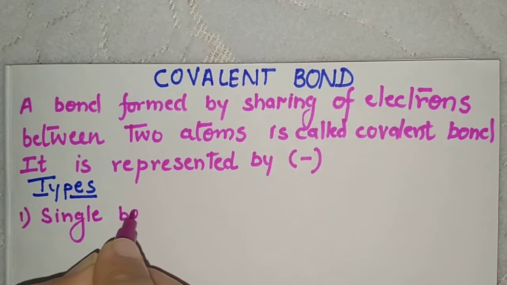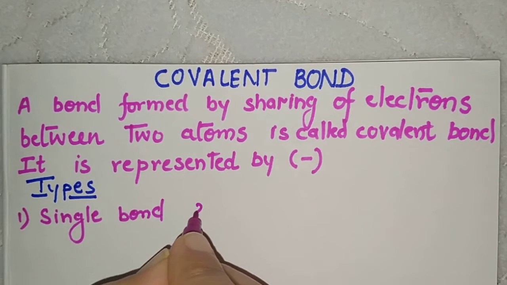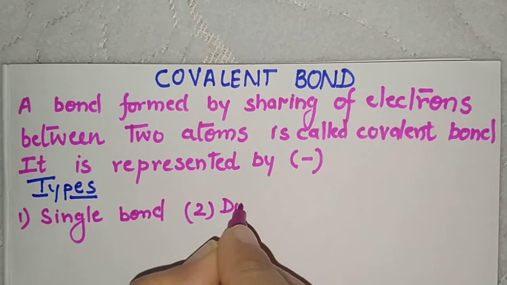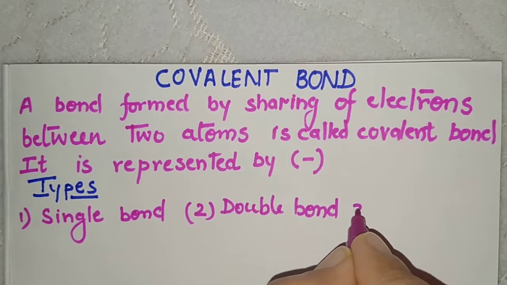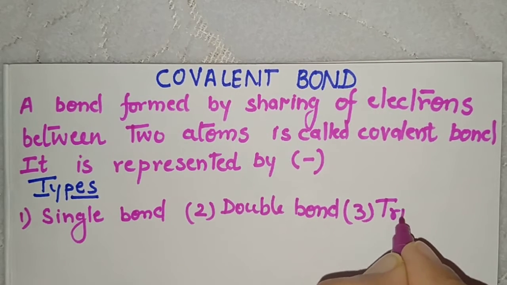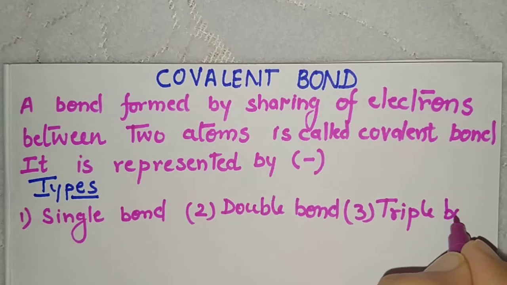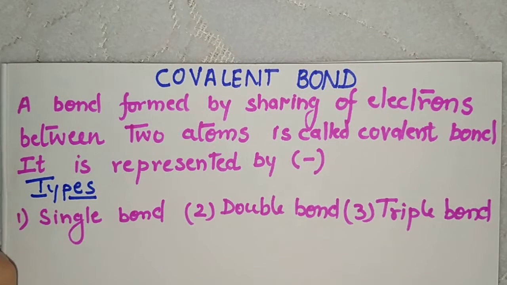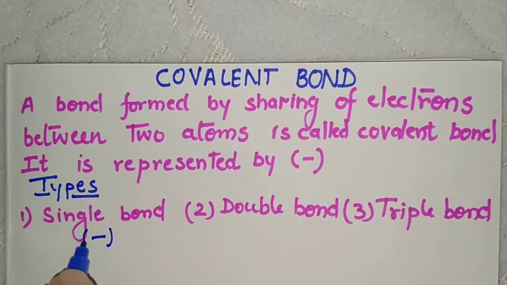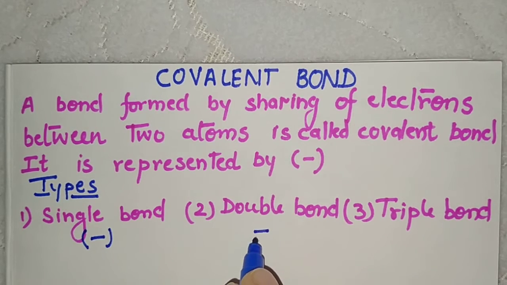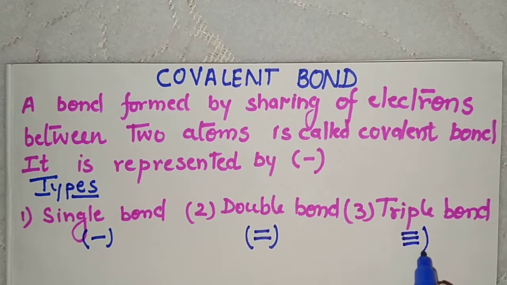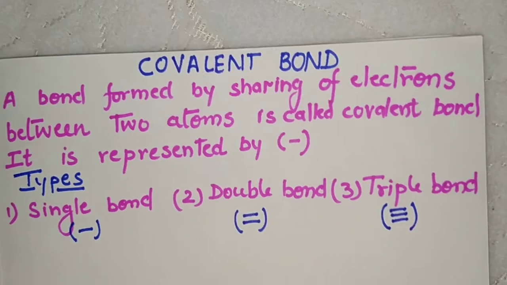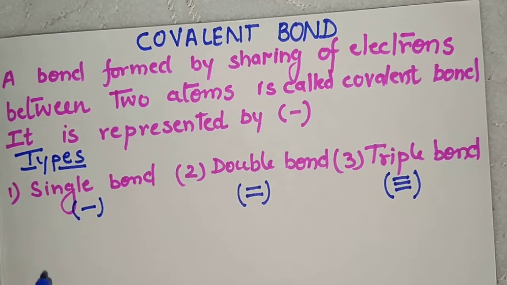Single bond, double bond, and triple bond. The single bond is shown by single dash, double bond is shown by double dash, and triple bond is shown by triple dashes. Now let us consider some examples.